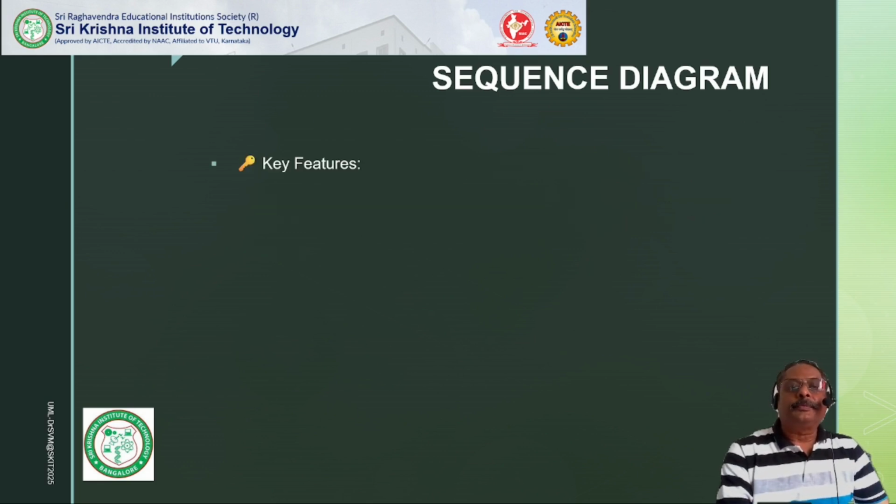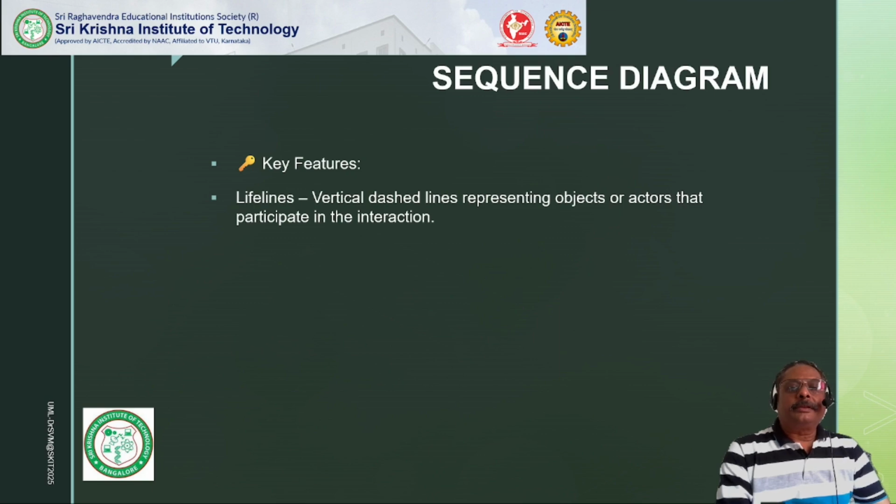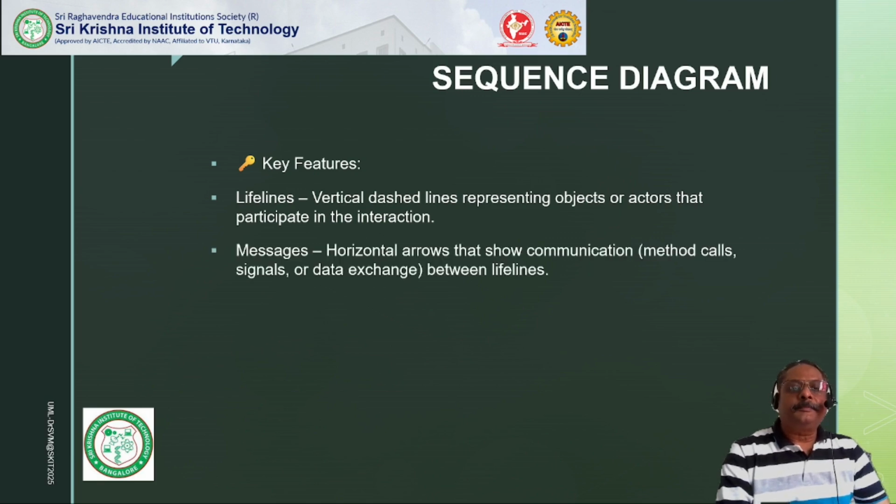sequence diagram. So the key features of the sequence diagram: first, the lifeline, that is a vertical dashed line representing the objects or the actors that participate in the interaction. Then we have messages, that are horizontal arrows that show communication, that is the method calls, signals or data exchange between the lifelines. So the lifelines are the vertical dashed lines which represent the objects or actors. Between the objects, if there is any communication going on, that some messages are passed from one object to another object, then we show it through horizontal arrows, and that's what we call messages.